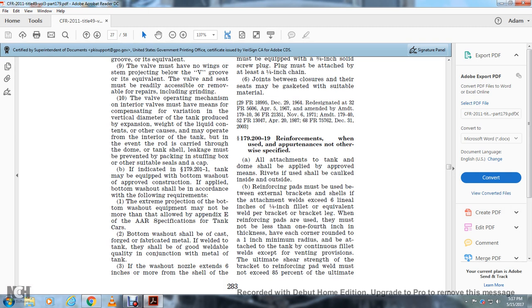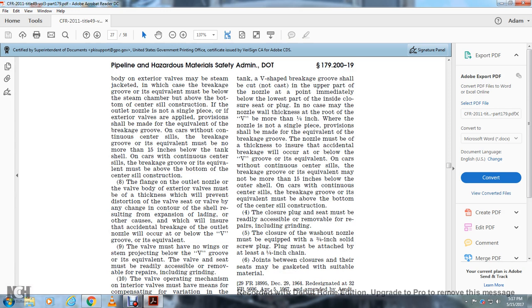If the washout nozzle extends 6 inches or more from the shell of the tank, the V-shaped breakage groove shall be cut in the upper part of the nozzle at a point immediately below the lowest part of the inside closure seat plug. In no case may the thickness of the nozzle at the root of the V be more than 1/4 inch.